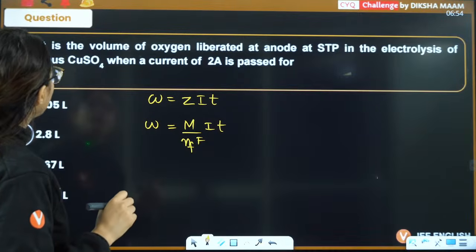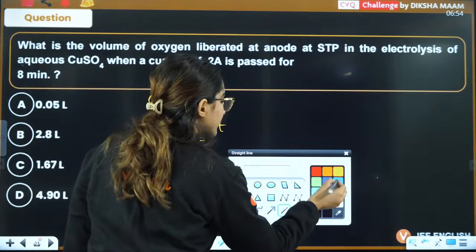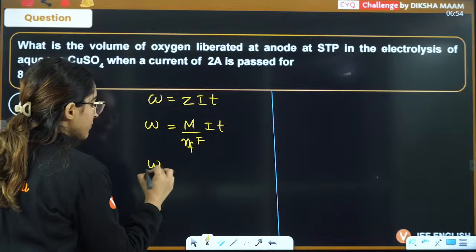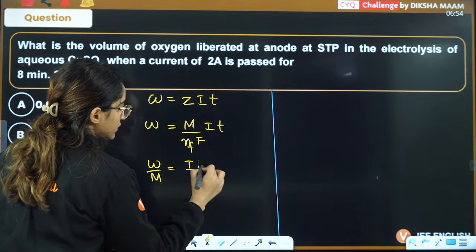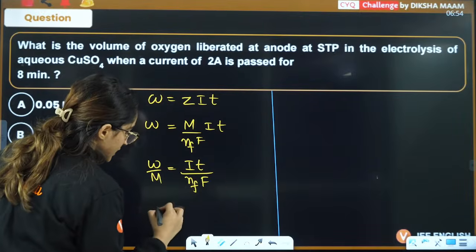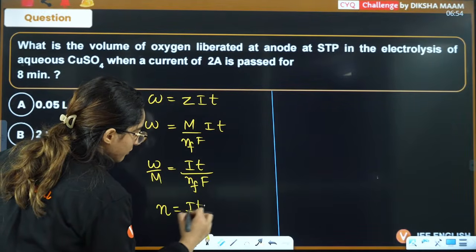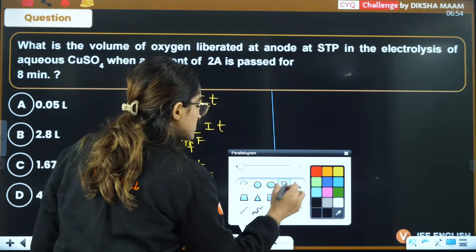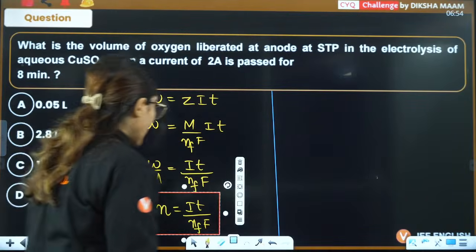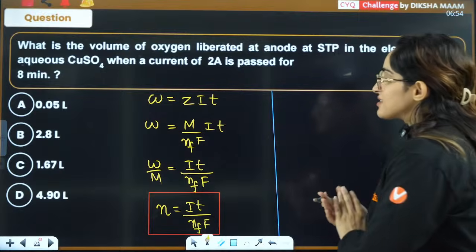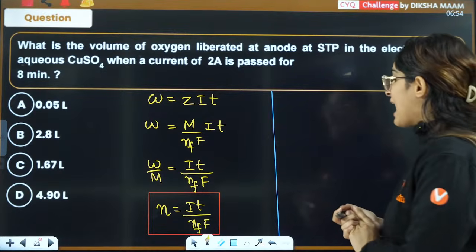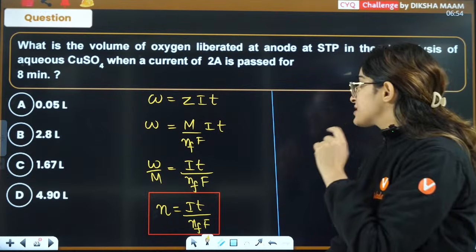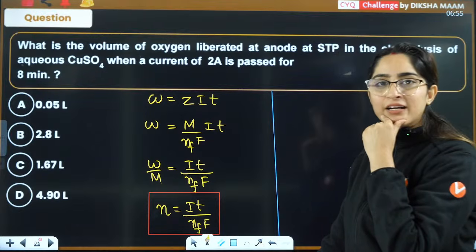Now, if you see volume, you know what I'll do? I'll calculate the number of moles. Number of moles is an easy way. So if you see weight by molar mass, that is nothing but IT by N factor into Faraday. This is number of moles equals IT by N factor into Faraday. This is the formula of first law of Faraday. And in this formula, this Z is electrochemical equivalent, which is nothing but molar mass by N factor into Faraday.